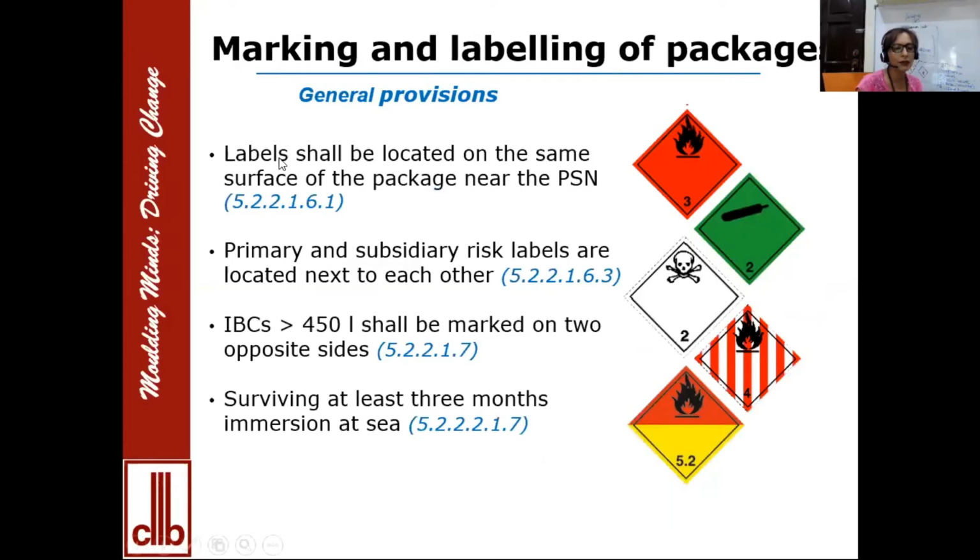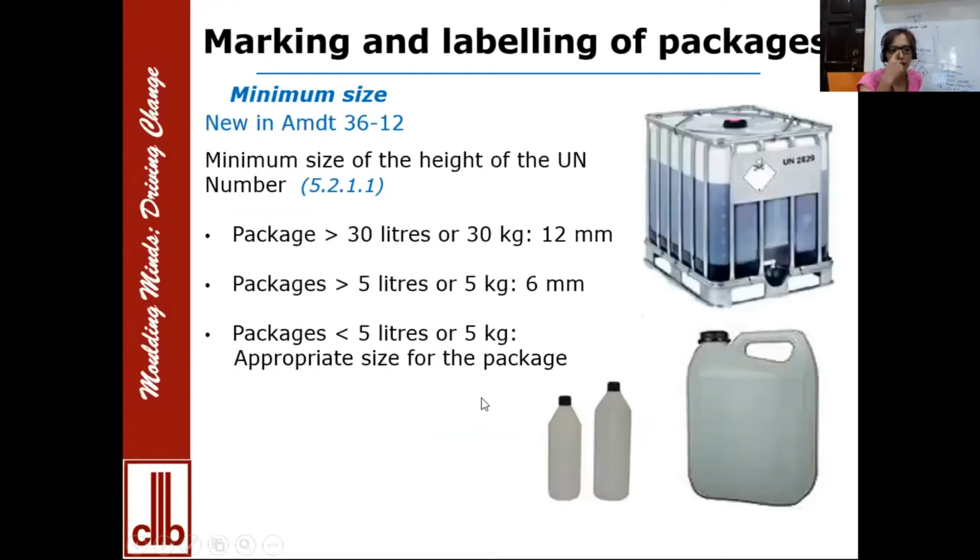So these are the general provisions. Labels must be located on the same surface of the package near the PSN, as I mentioned here. Primary and subsidiary hazard symbols must be indicated if the substance has sub-hazards as well. And for IBCs, IBCs have to have a minimum of 2 opposite sides marked and labeled. If it is packages, one side is sufficient. And it must survive 3 months immersion in seawater, which speaks to the quality of this type of packaging.